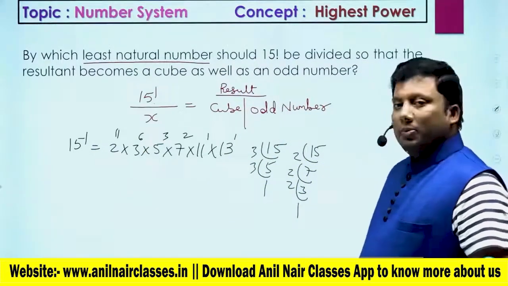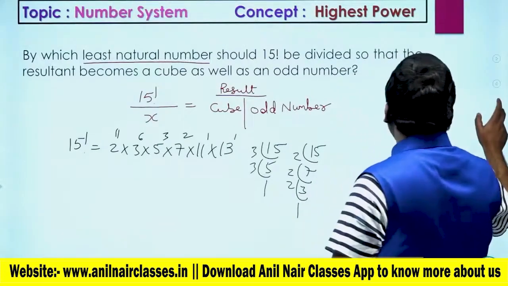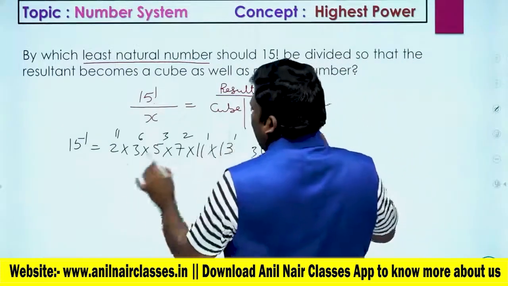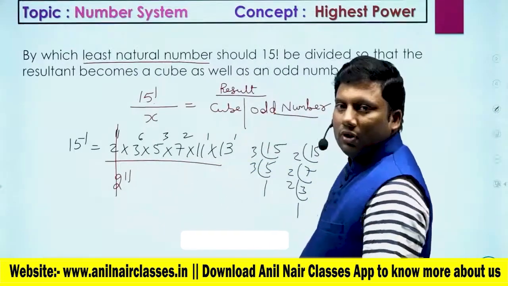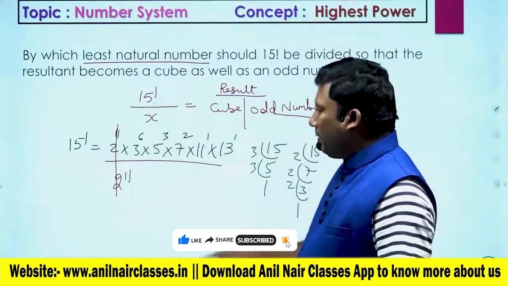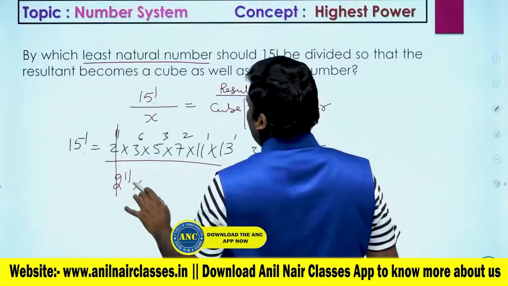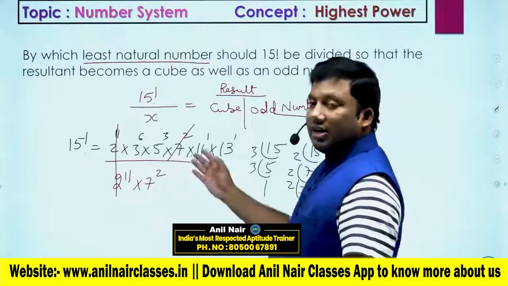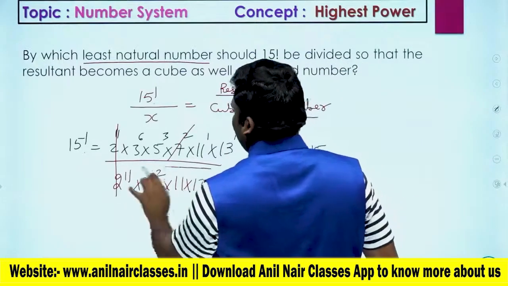15 factorial should be divided by such a number such that it is a cube as well as an odd number. Because it is an odd number, it should be divisible by 2 power 11. It will get cancelled. Otherwise, it will become an even number. 3 power 6, for a cube, power should be a multiple of 3. 5 cube, it should be a power of 3. 7 square should be divided by 7 square. Otherwise, it will not become a perfect cube. 11, it should be divided by 11. 13, it should be divided by 13.